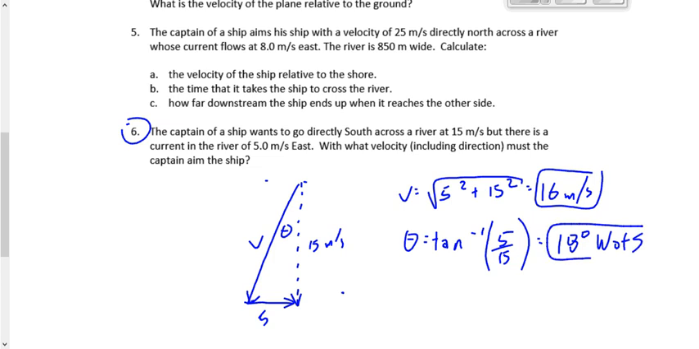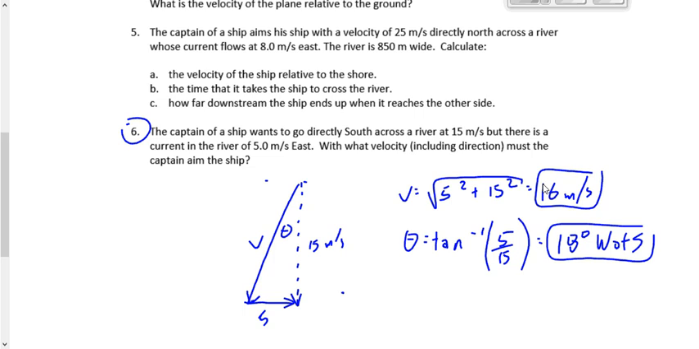So you want to go south, but there's a river current to the east. Where do you got to go? Somewhere south and west, right? Had you drawn it the other way, the way that we first started drawing it, we would have gotten 72 degrees south of west, but it would have been harder to see where to label that angle. We could have done it. We could have done it right. It just would have been harder.